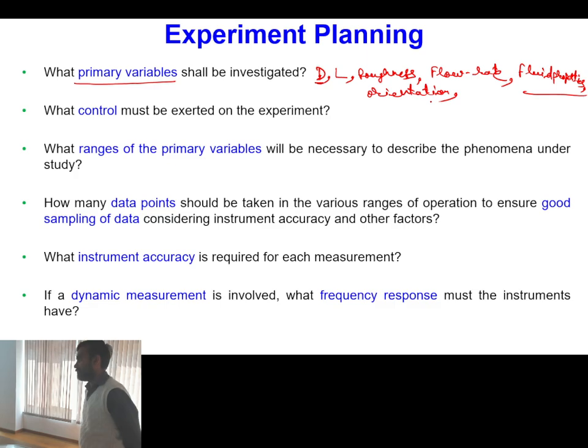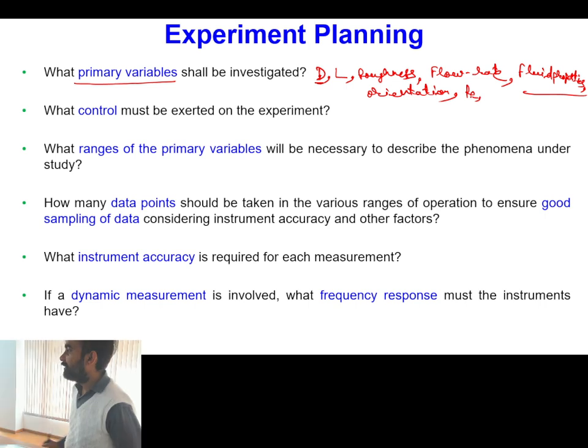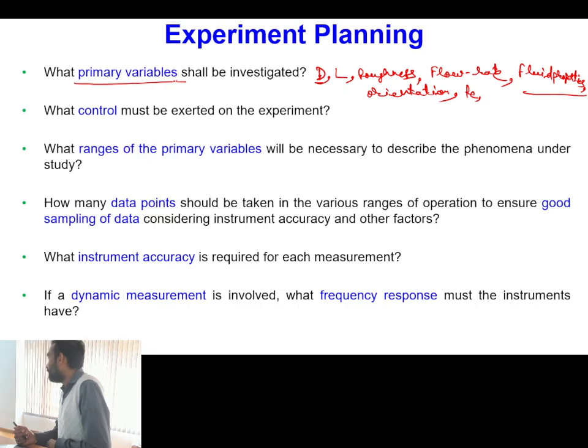Turbulent flow, laminar flow. So for checking that, what we need to do? Reynolds number. But Reynolds number will be coming as a dependent quantity, because right now I am just talking about the primary variables. What else? Pumping power.